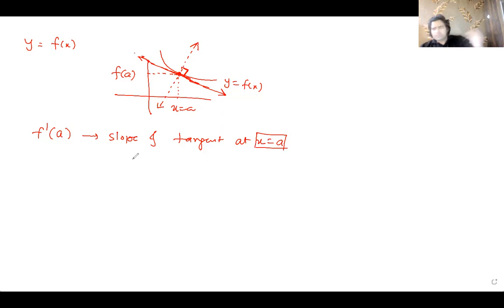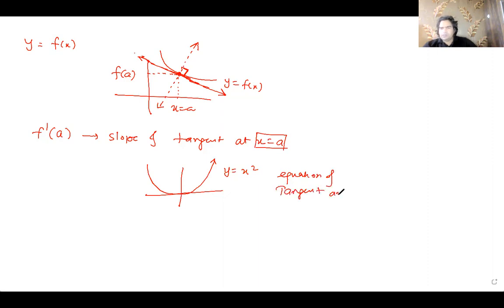Now, let's first understand with this basic example. For example, let's say I have the y equals x squared curve, and I want to find the equation of tangent and normal at x equals, let's say, 2. Now when x is 2, first we need to find the y value. So when x is 2, y value is 4. That's the first thing. So you need to have 2 and f of 2, which is 2 comma 4. So you need to have the point at which you're drawing the tangent.